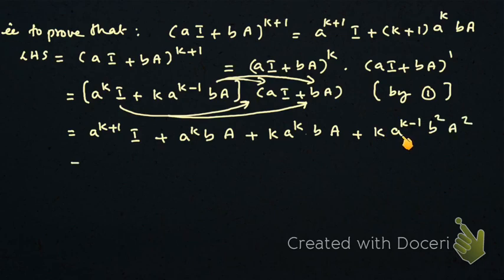A raised to k minus 1 stays the same. This b into b makes it b square, and a into a makes it a square. I'm trying to simplify this a bit. The first term I copy as it is, and that's one of the terms I need there, and I already have it here. I wrote it. If I look at the second and the third term, there is something common in it.